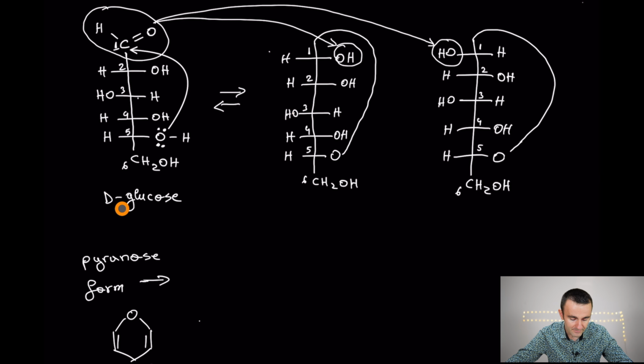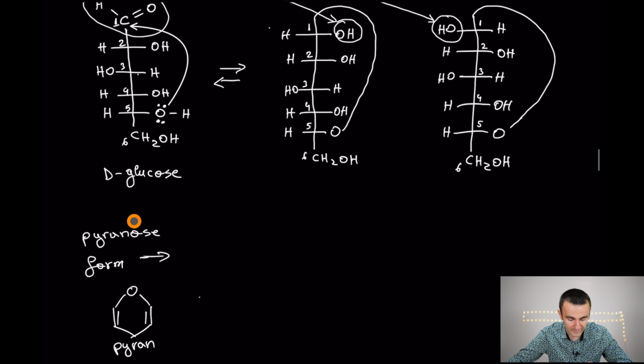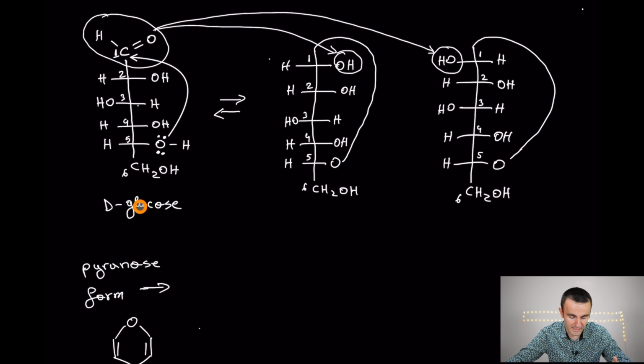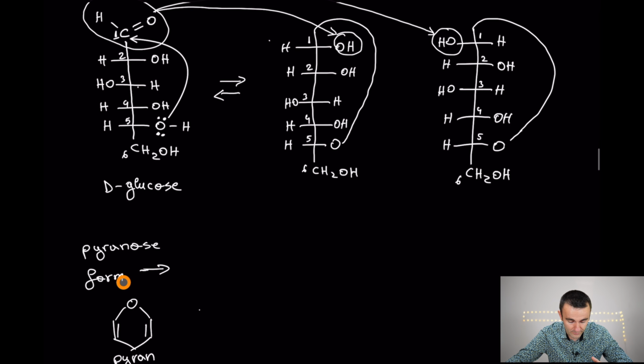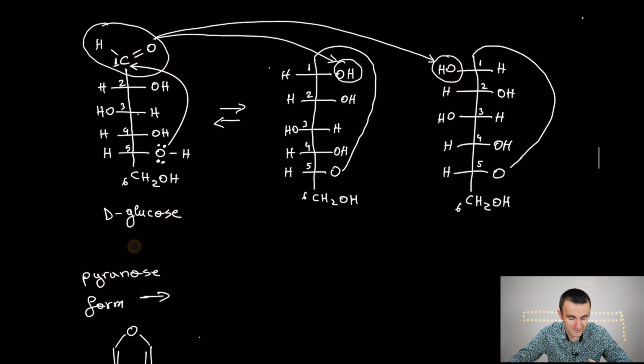So let's move to a simple example. D-glucose, D because OH is on the right side. Now, in order to do cyclization, you have to keep in mind that the most common ones are the pyranose form and the furanose form. Furanose with 5 atoms, pyranose with 6 atoms in the cycle. Okay, pyranose form from pyran. Just to keep in mind.